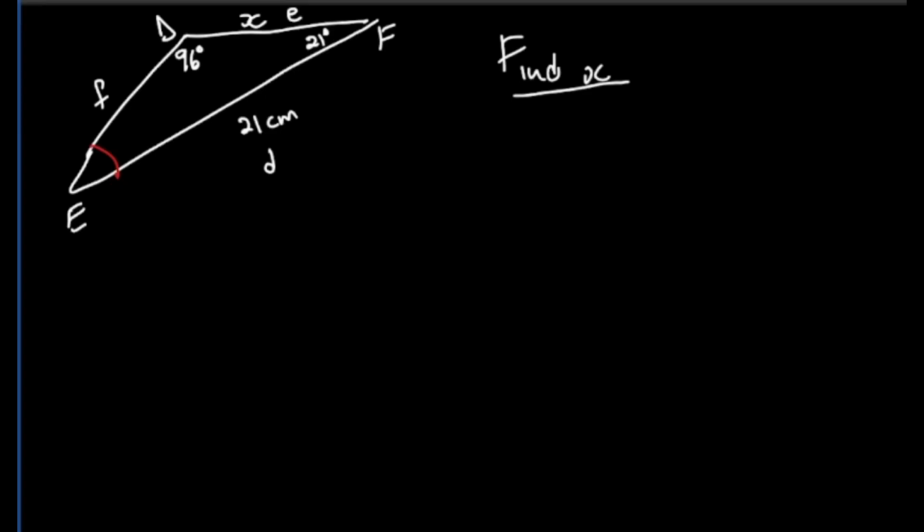The sum of angles in a triangle. Yes, equals 180. Exactly. So how are we going to find angle E? We're going to say angle E equals 180 minus the 96 minus the 21.